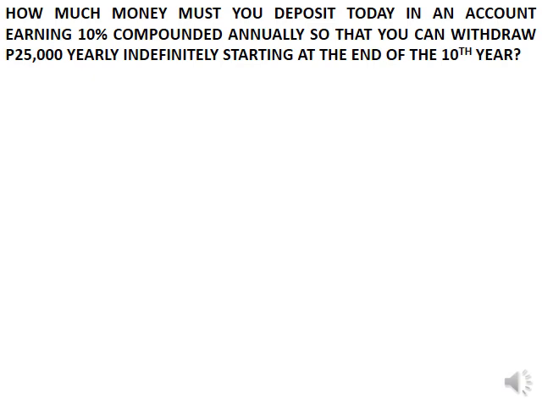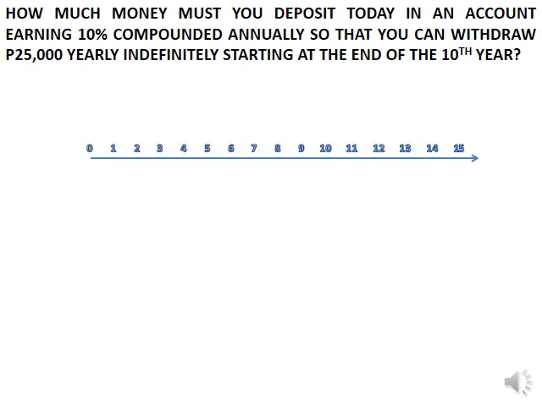Okay, let's consider this problem. How much money must you deposit today in an account earning 10% compounded annually so that you can withdraw 25,000 yearly indefinitely starting at the end of the 10th year? Okay, so you want to deposit an amount today and you want to withdraw money at the end of the 10th year amounting to 25,000 yearly indefinitely. Is that possible? Let's try.